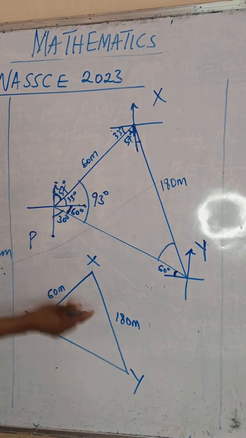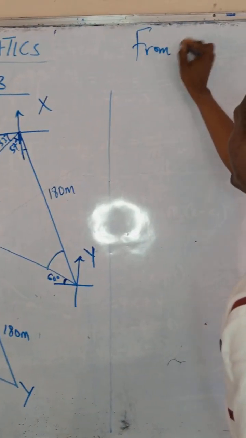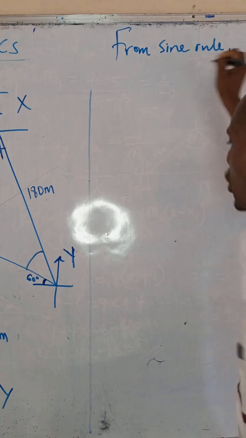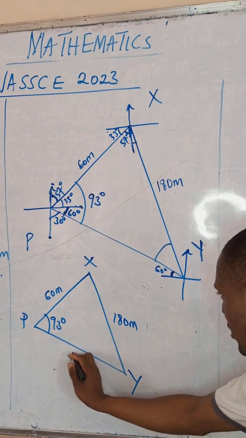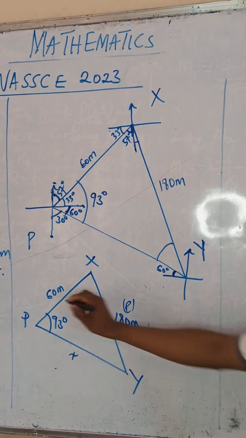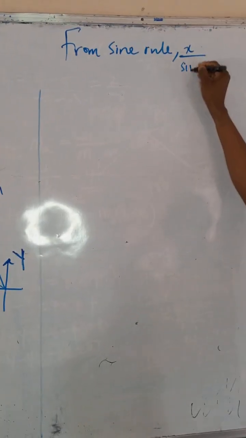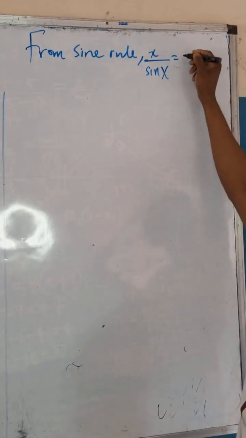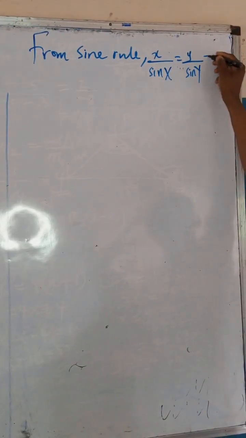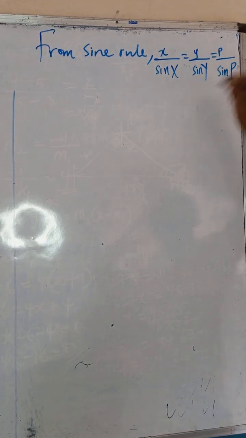So according to this diagram, let me write the sine rule here. From the sine rule, what do we have? This side will be small x, this one will be small p, and this will be small y. So I can say small x over sine capital X equals small y, that's the side y, over sine of its angle, equals small p over sine of the angle capital P.